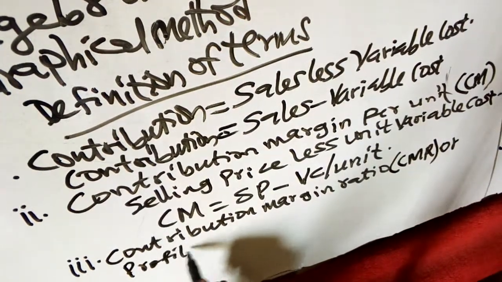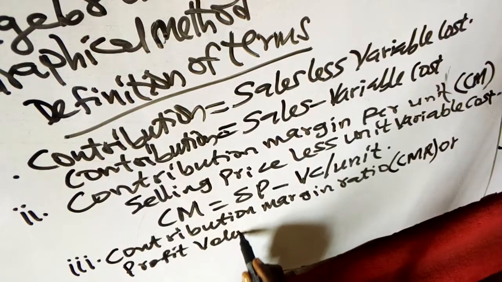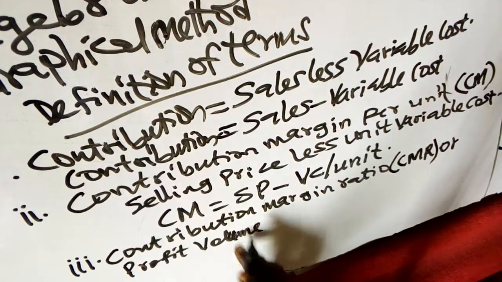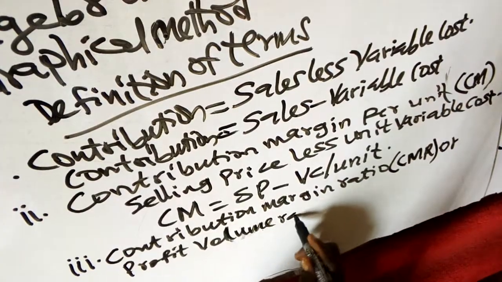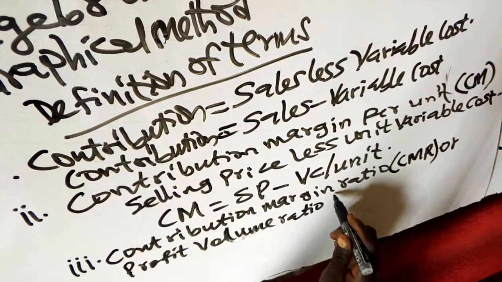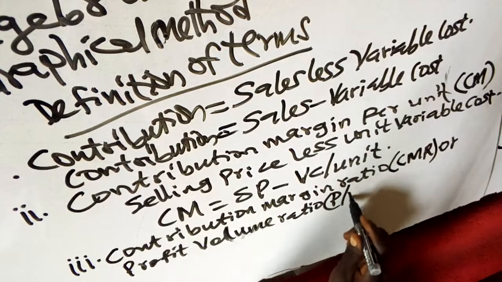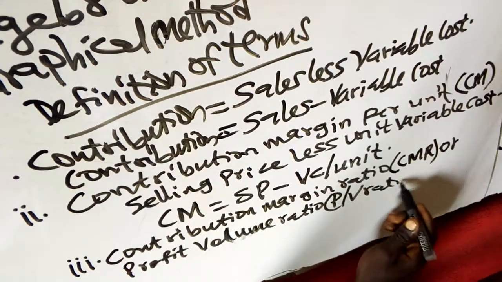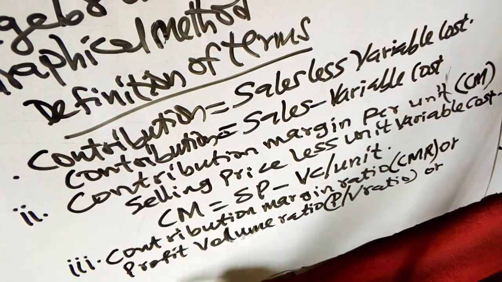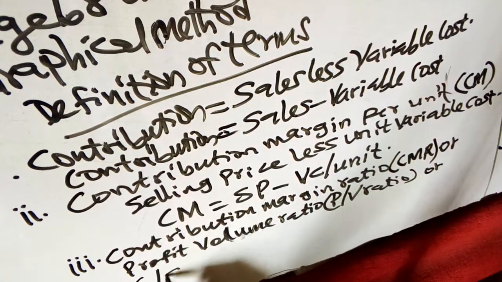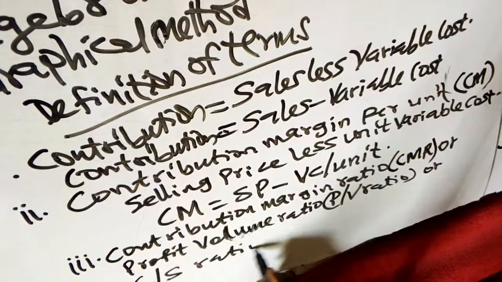Profit volume ratio, which will be abbreviated as PV ratio, or CS ratio.